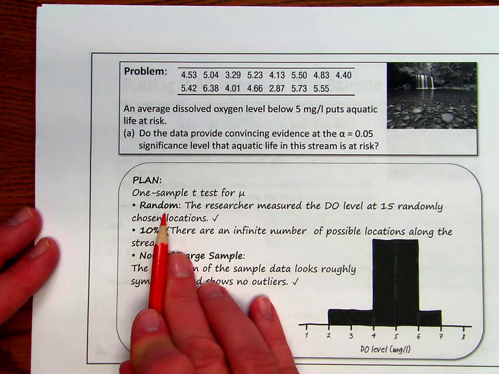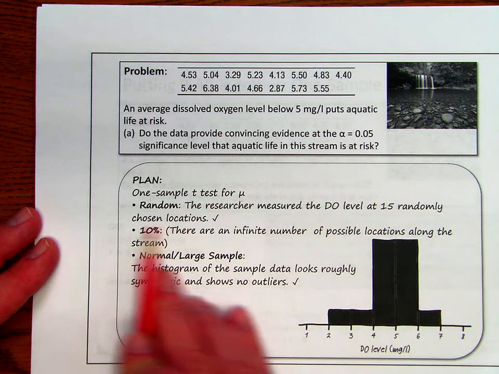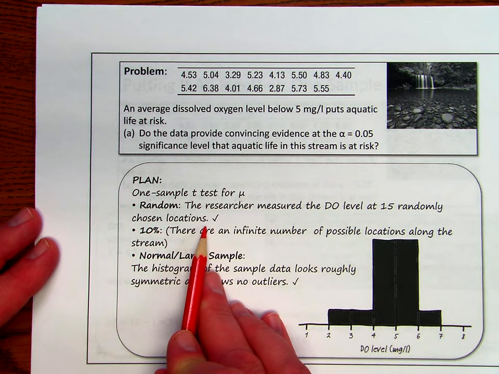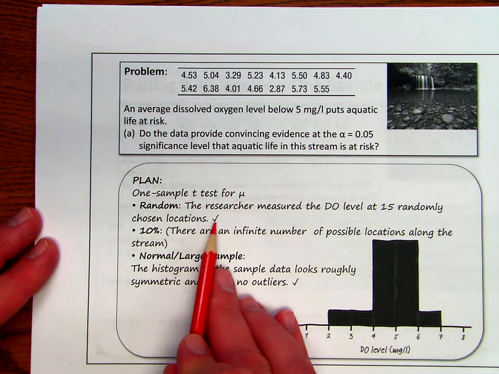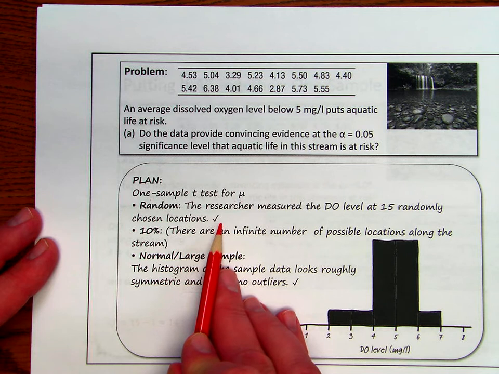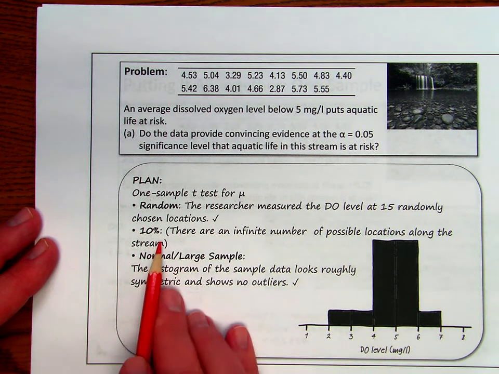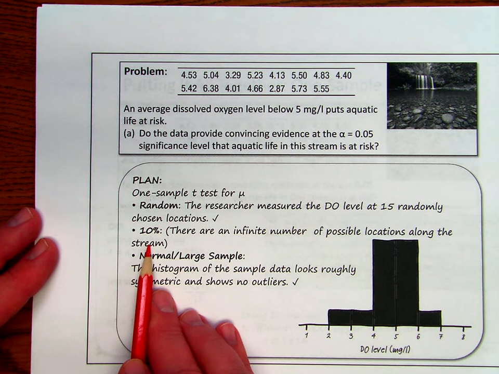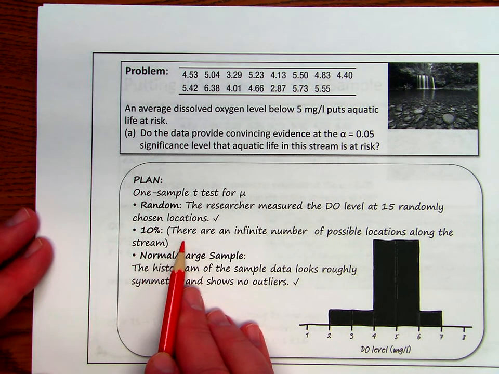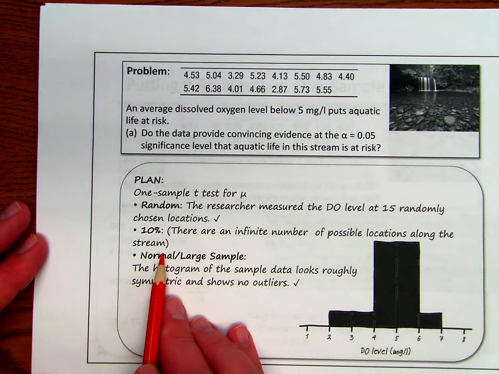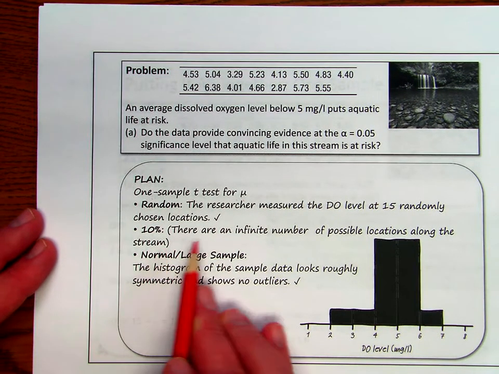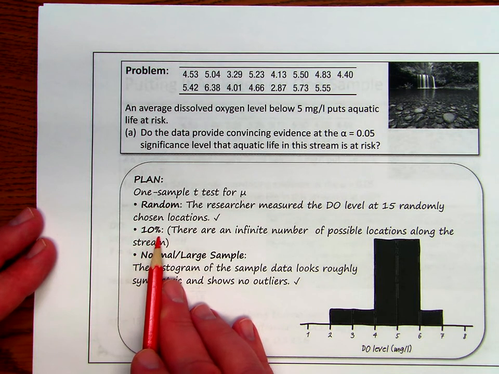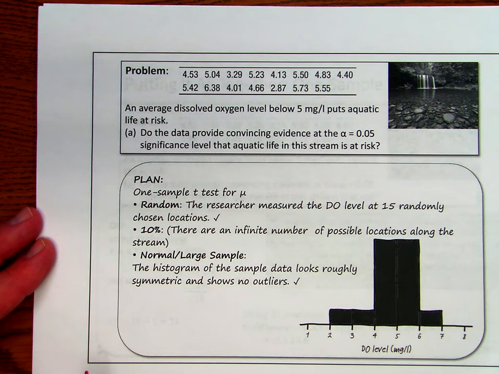All right, for the random check, the researcher measured DO level at 15 randomly chosen locations. You can't just say things were randomly chosen or random with a check mark. What's specific to this problem that's indicating the random condition gets met? Now, we are sampling without replacement, but in this case, if you're talking about a stream, you can consider there being an infinite number of possible locations along the stream. It's extremely highly unlikely that you could sample more than 10% of the stream. It kind of almost doesn't make sense here.